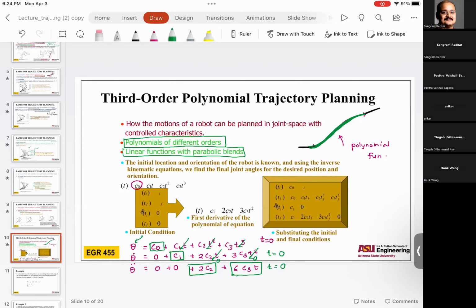So for an example, imagine that you want to go from point A to point B. So you have three points, point A, point B, and point C. So what you do is, here you have linear, parabolic blend, linear, parabolic blend, linear. So you can actually go depending upon your system requirements.